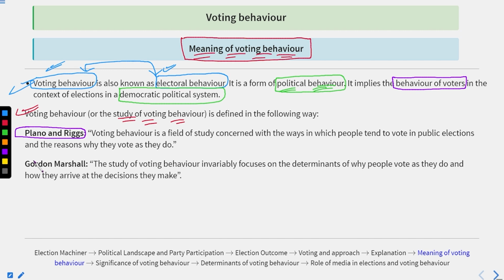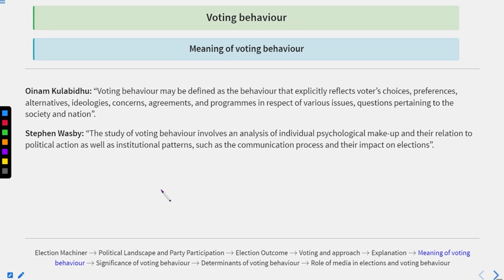After this, the other definition is from Gordon Marshall. The study of voting behavior invariably focuses on the determinants of why people vote as they do and how they arrive at the decisions they make. Like why the people are going for voting, what motivates them to go to the polling booth and select the candidate, and why they have made the decision to select that candidate.